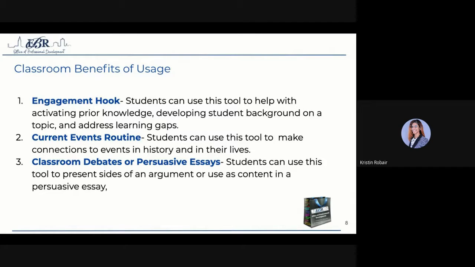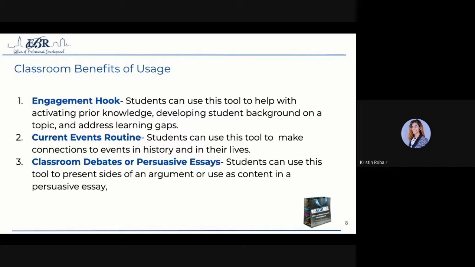So again, you can use it as an engagement hook. It's beneficial because students can use this tool to help with activating prior knowledge, developing student background on a topic, or address any learning gaps. Current events routine. You can implement this once a week so students can make connections to events in history as well as their lives. Number 3, classroom debates or persuasive essays. Students can use this tool to present sides of an argument or use as the content in a persuasive essay.